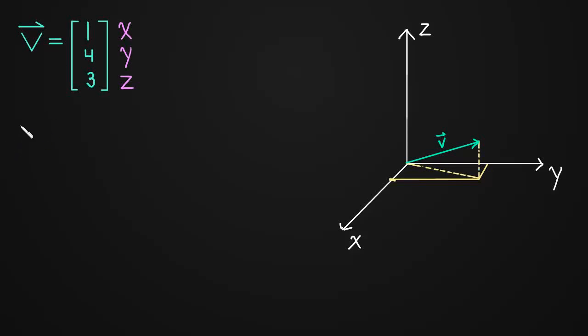Let's talk about finding the length of a vector that has three components. So here we have the vector v equal to 1, 4, 3, and I want to find its length.